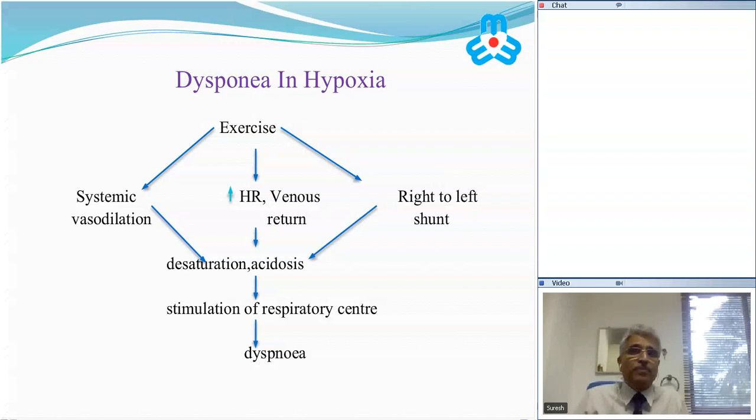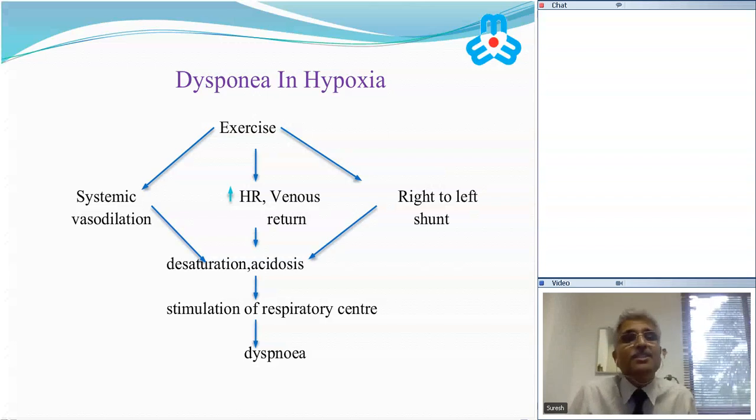Take tetralogy of Fallot. When the child is exercising, the right ventricle has the chance of ejecting across an obstructed infundibulum into the lung, or across a large VSD into an aorta where the systemic vascular resistance has dropped. So the increase in the heart rate increases the right to left shunt. The increase in the venous return gets shunted into the aorta. So as a result, you have all these things: systemic vasodilatation, the heart rate, the venous return, all contributing to an increase in the right to left shunt.